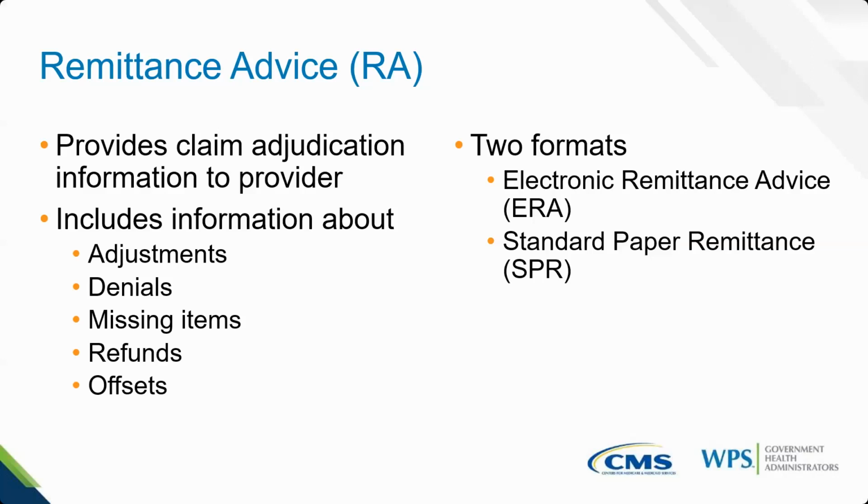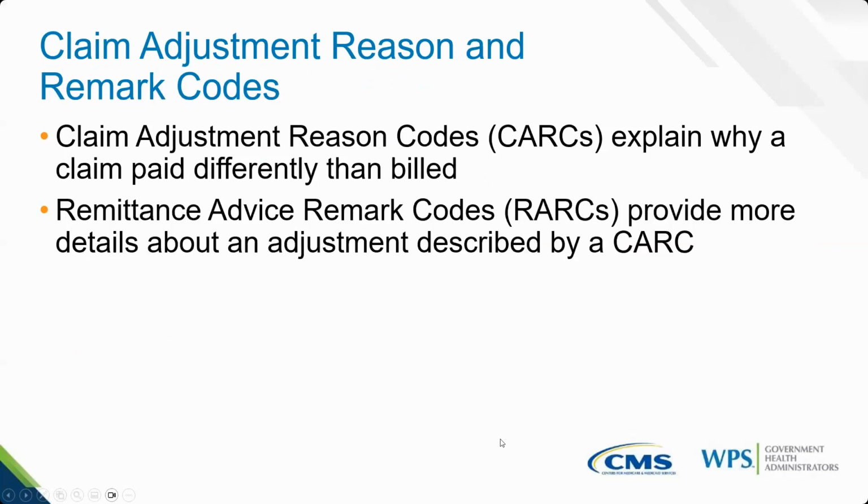Sometimes it even provides notice about refunds and offsets. That electronic remittance advice is also going to provide payment information about the transfer of funds and payment processing from a health plan to a healthcare provider's bank. Codes on the remittance advice provide information about the claim. Claim adjustment reason codes, CARCs, explain why a claim paid differently than billed, and remittance advice remark codes, or RARCs, provide more details about an adjustment that's described by a CARC.